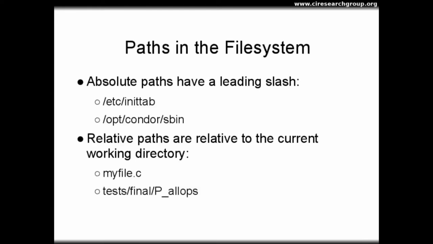Paths in the file system can be given in one of two ways. They can be given as an absolute path, meaning that they have a leading slash, such as /etc/inittab or /opt/condor/bin. Relative paths, on the other hand, are relative to whatever current working directory the shell is in. Thus, a relative path myfile.c is going to refer to a file named myfile.c located in the current working directory. The path tests/final/p_allops is going to refer to a file that is in the final subdirectory of a tests directory that can be found in the current working directory.